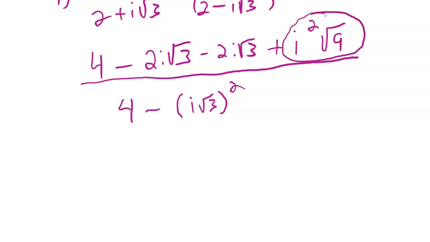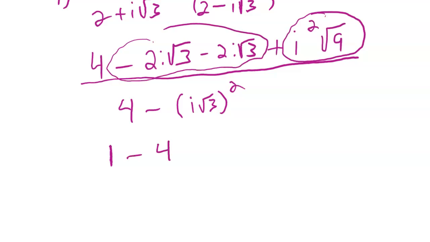All right, simplifying the top further, this is going to turn into -3. The reason why is the square root of 9 is 3, and i squared is -1, so this is -3. So you have 4 minus 3, which is 1. And then you have 2 of these guys, so there should be -4i rad 3.